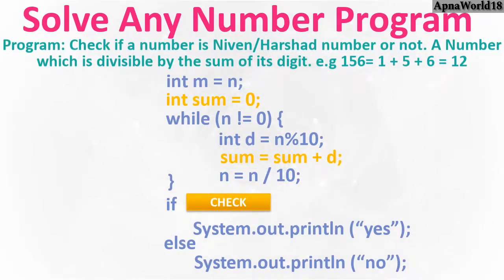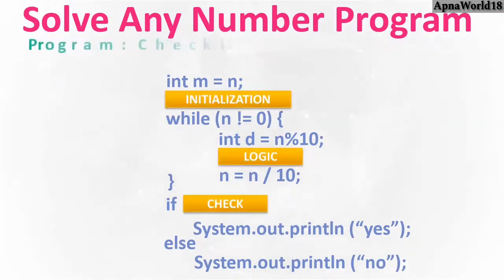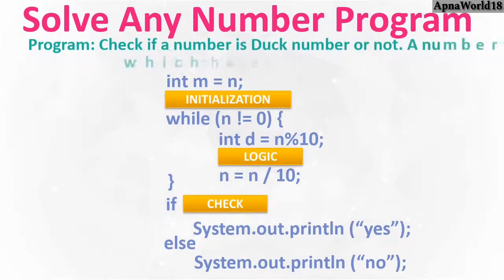In the check section, you will check if m is divisible by sum by using the modulus operator to see whether it gives a remainder or not. If the remainder is 0, then it is a Harshad or Niven number, otherwise it is not. Let's see the next program, which is the duck number.